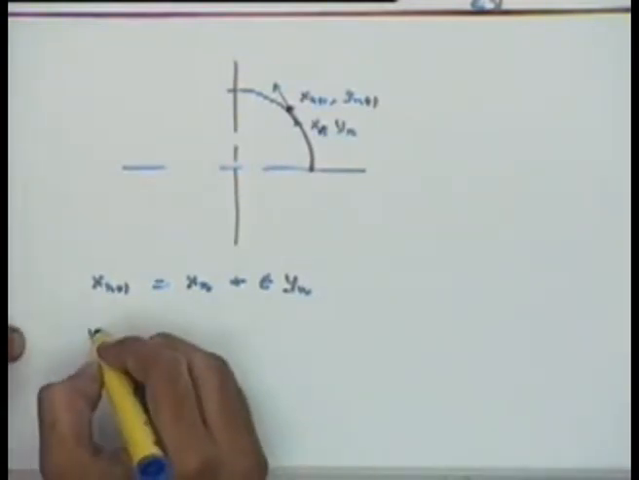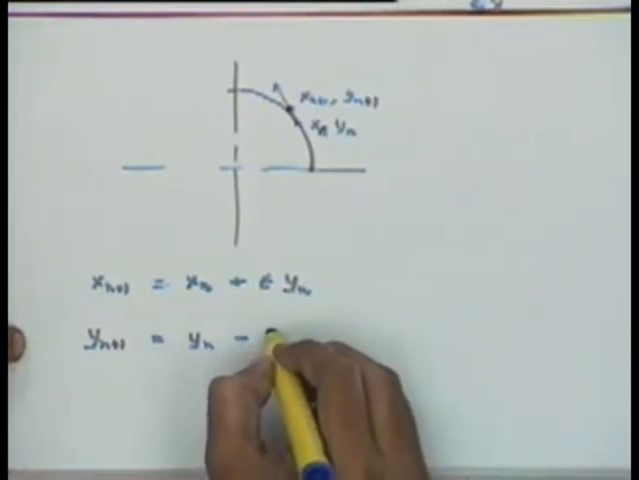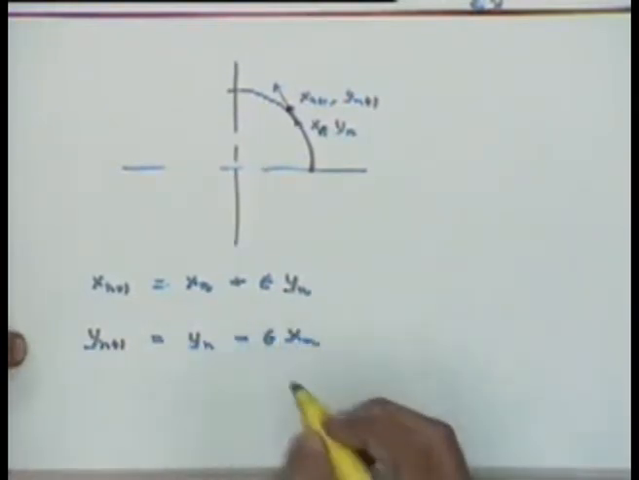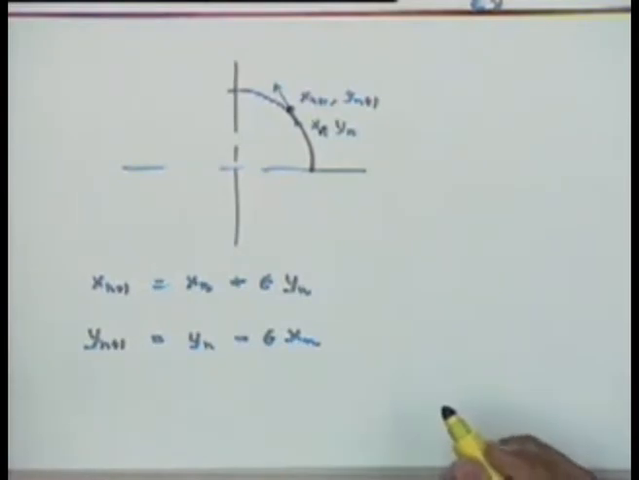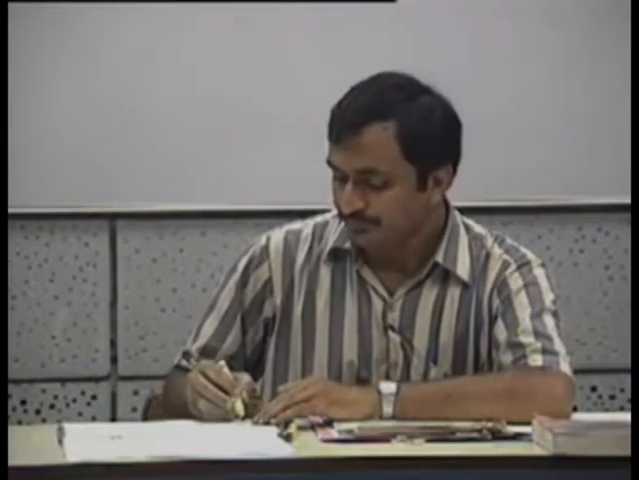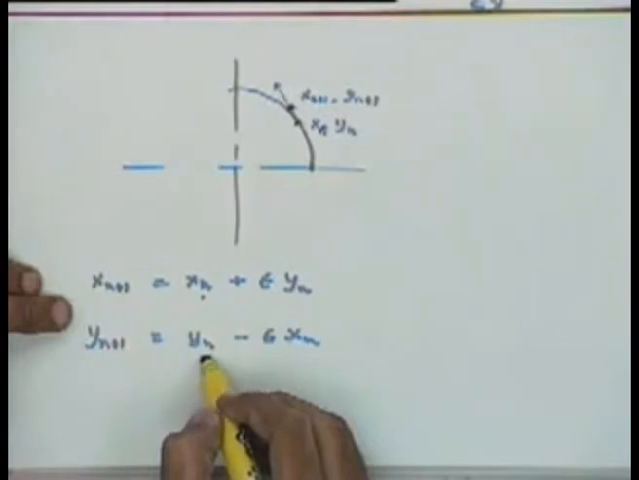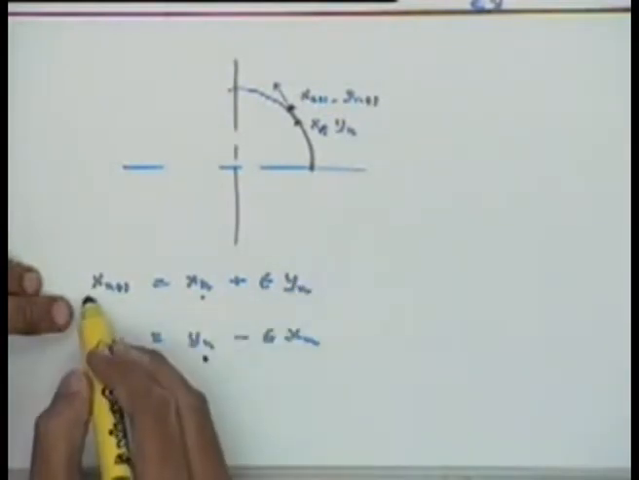Okay, and yn plus 1 will be equal to yn minus epsilon times xn. So if we want to draw n plus 2, then xn plus 1, yn plus 1, the slope at that point will not be defined because it is not lying on the surface. I'm just coming to that.